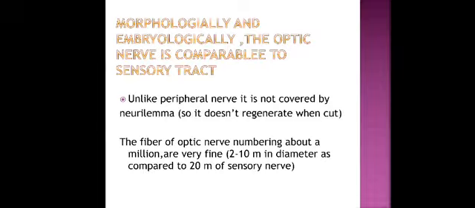Morphologically and embryologically, the optic nerve is comparable to the sensory tract of the brain because of the following points. The optic nerve is an outgrowth of the brain. Unlike peripheral nerves, it is not covered by the neurilemma, so it does not regenerate when cut. The fibers of the optic nerve, numbering about 1 million, are very fine, 2 to 10 μm in diameter, as compared to 20 μm in sensory nerves. The optic nerve is surrounded by meninges. Both the primary and secondary sensory neurons are in the retina.